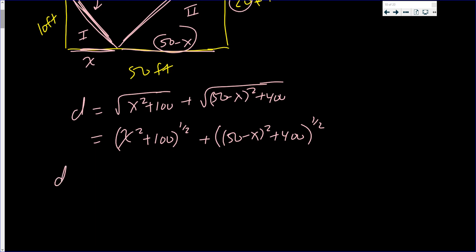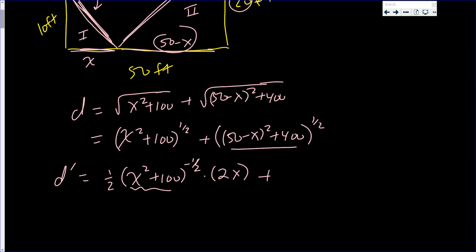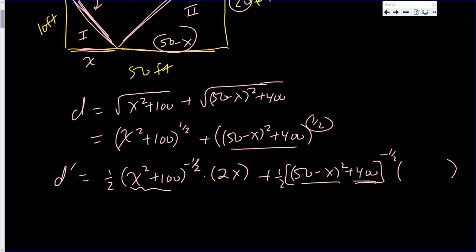So now let's find d prime. First we have our function to a power. Bring down the power, make the new power 1 less, and then multiply by the derivative of what's inside, which is 2x. Plus, you have a function to a power. Keep the function the same. Play the power game. Bring down the power, make the new power 1 less, then multiply by the derivative of what's inside. Well, it's a sum. The derivative of 400 is 0. So we have to find the derivative of (50 minus x) squared.